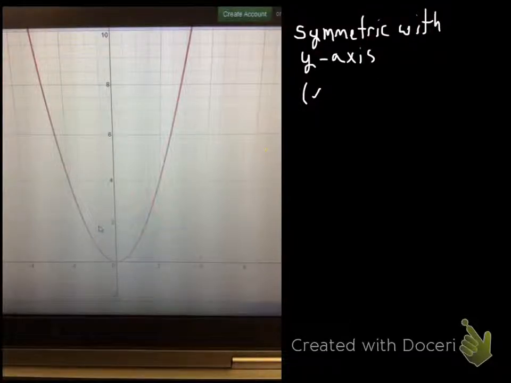Alright, let's go ahead and do a little bit of a review of the three types of symmetry we'll be talking about. One's over the y-axis, one about the origin, and then one about the x-axis.